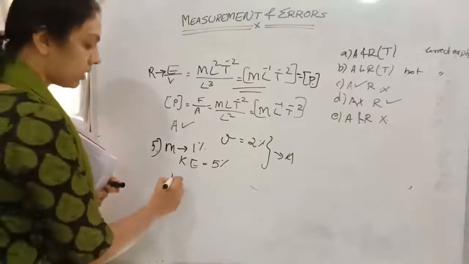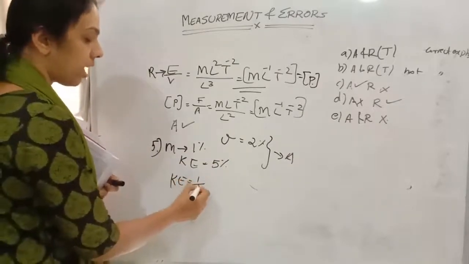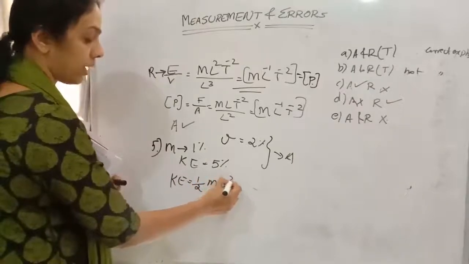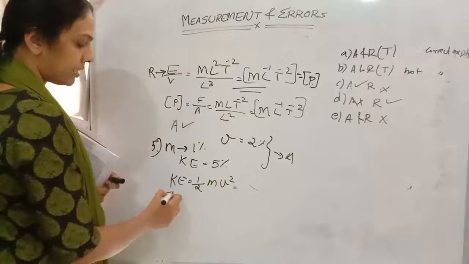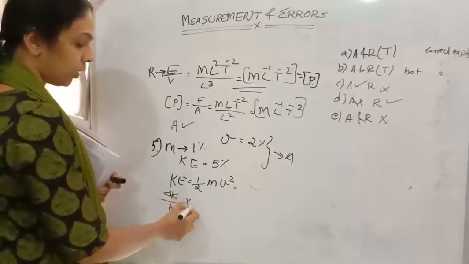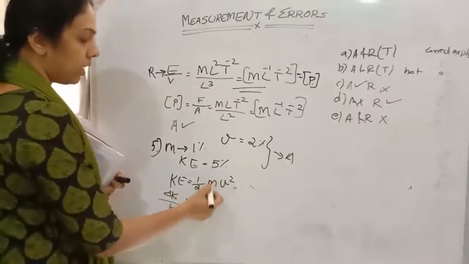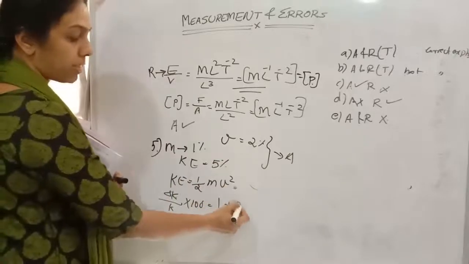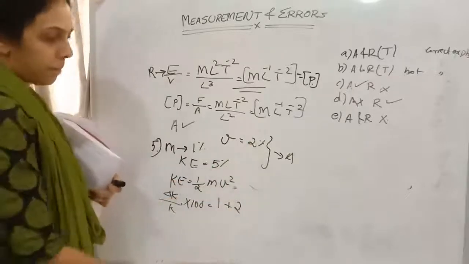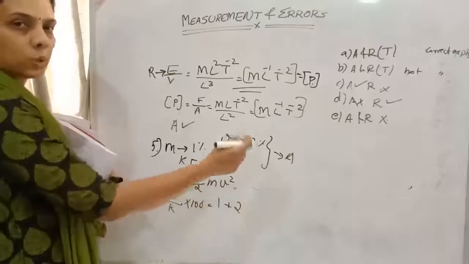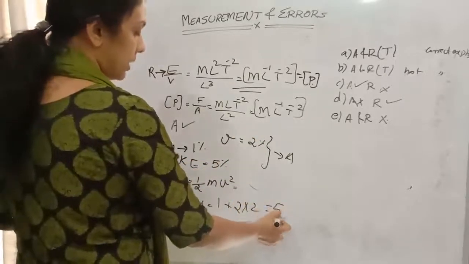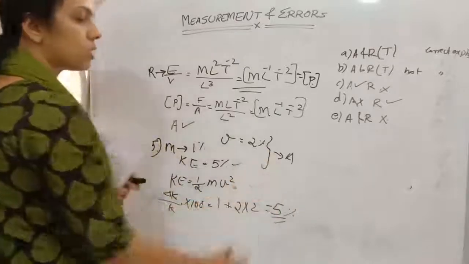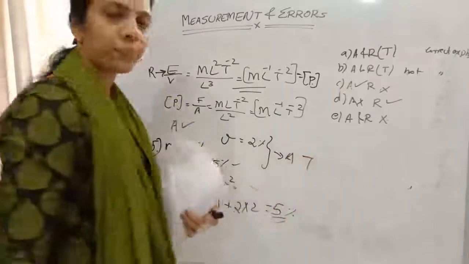How can we find out? Kinetic energy equals half m v square. Right? So the percentage error when we are calculating is delta KE divided by KE into 100, which will be equal to delta m by m into 100 plus 2 into delta V by V into 100, because of V square. So 2 into delta V by V into 100 is 2 into 2. So here we will get 5%. So the assertion is true.